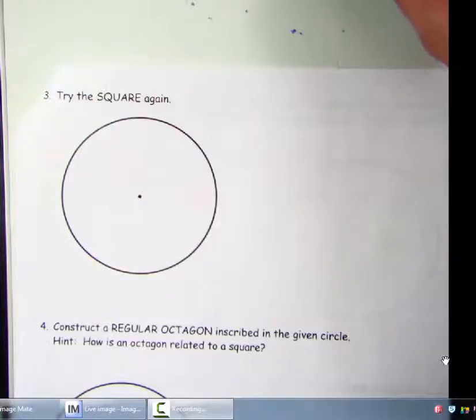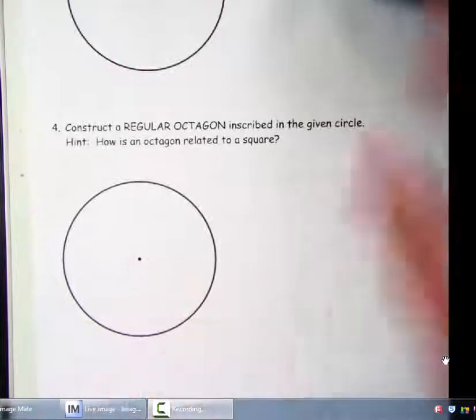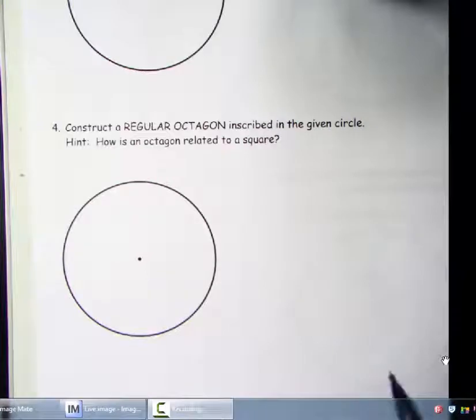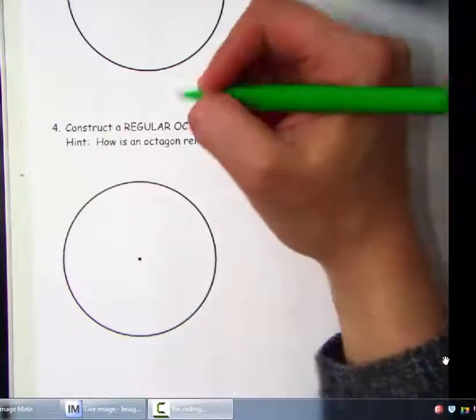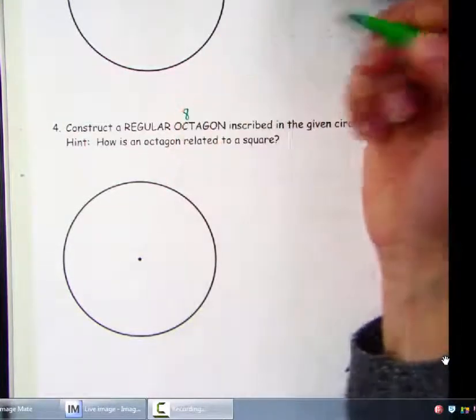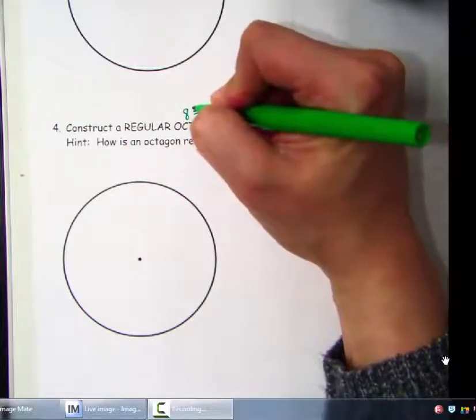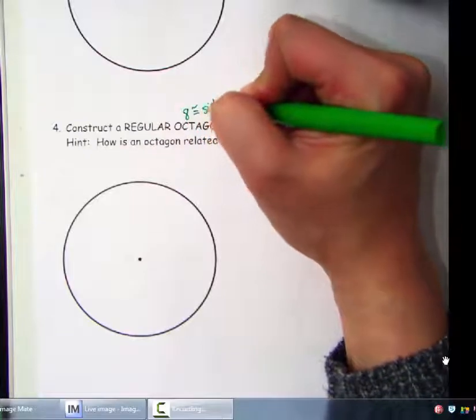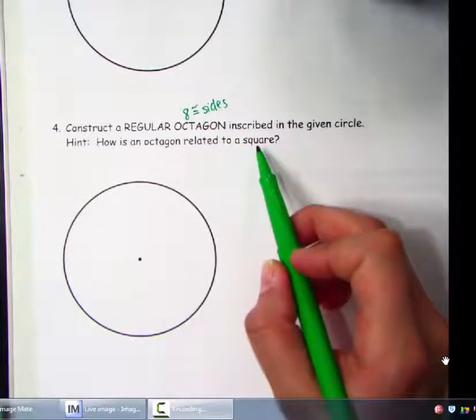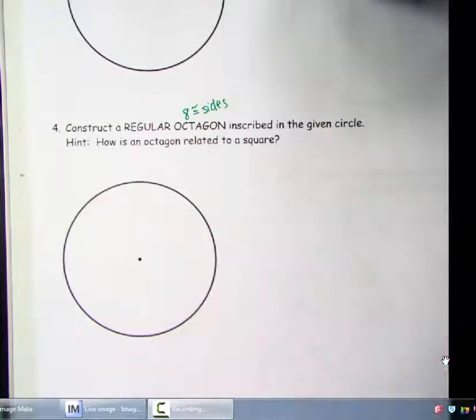And then also think about how you can construct an octagon inscribed in the circle. How is an octagon related to a square? A regular octagon has 8 congruent sides. So how can we go from a 4-sided square to an 8-sided octagon? Give that one a try.